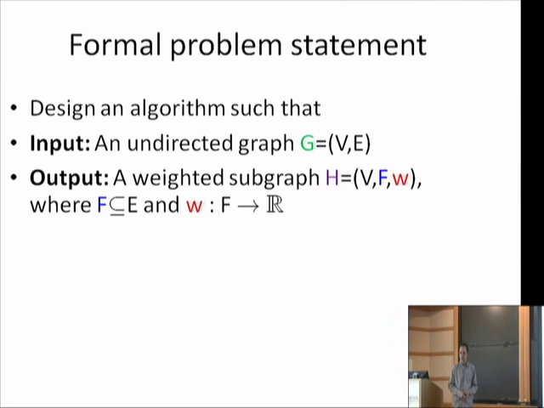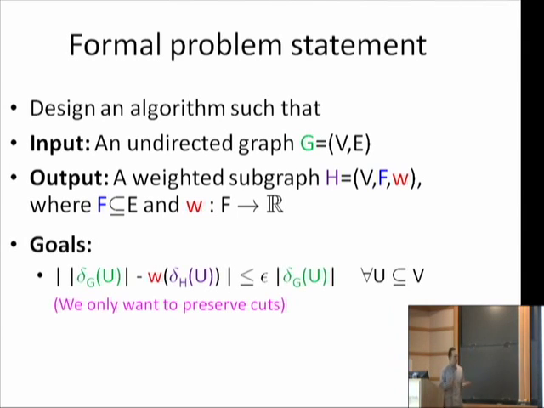So now let me state the sparsification problem more formally. The goal is we want to design an algorithm that's given an undirected graph G, here with no weights, but weights are OK too. And we want to output a weighted subgraph on the same vertex set V, and its edges F are a subset of the edges of the initial graph. And we have this weight function on the edges, W. And the goal is that for every cut U, the size of the cut in the initial graph G differs from the weight of the cut in the sparsified graph H by just an epsilon fraction of the true value.